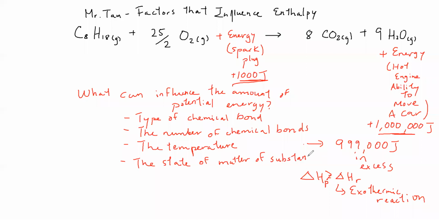So we're going to take a moment. We're actually going to look at all four of these factors and see how we can influence the enthalpy of each one. So first, we're going to look at the type of chemical bond. This is a bit of a throwback to secondary 4, where you're looking at ionic versus covalent.